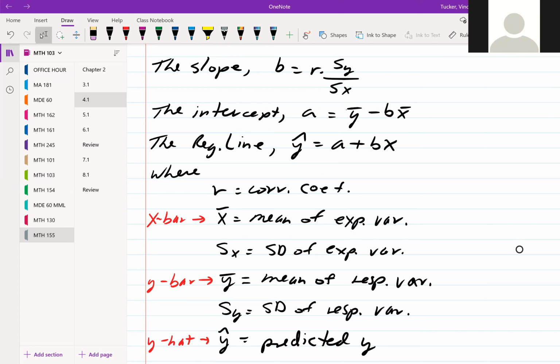Can you read those again? Because I'm trying to read your writing. Yep, correlation coefficient. The mean of, well, we talked about the explanatory variable, so I was just calling it X, but it's your explanatory variable. Is that an R that equals the correlation coefficient? R. Yep. Okay.